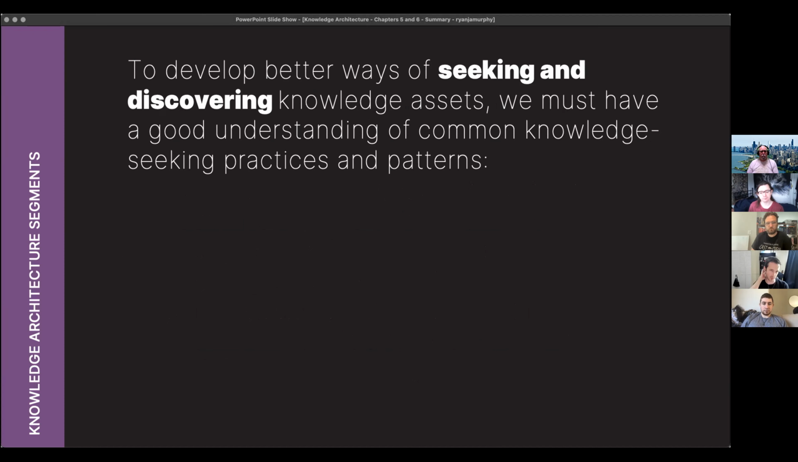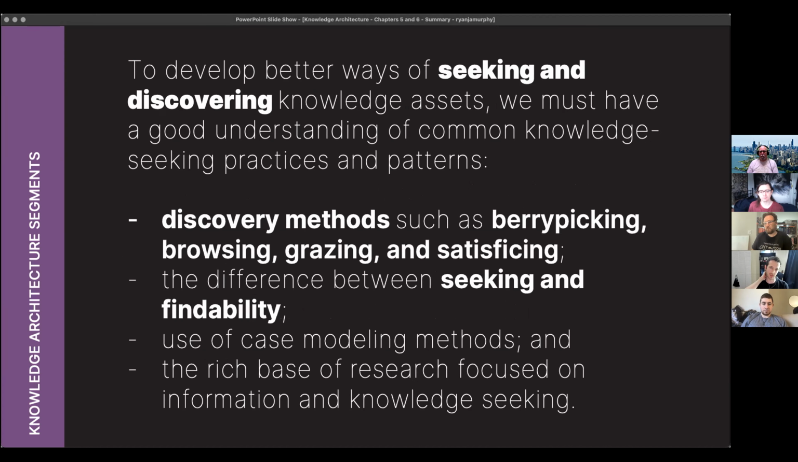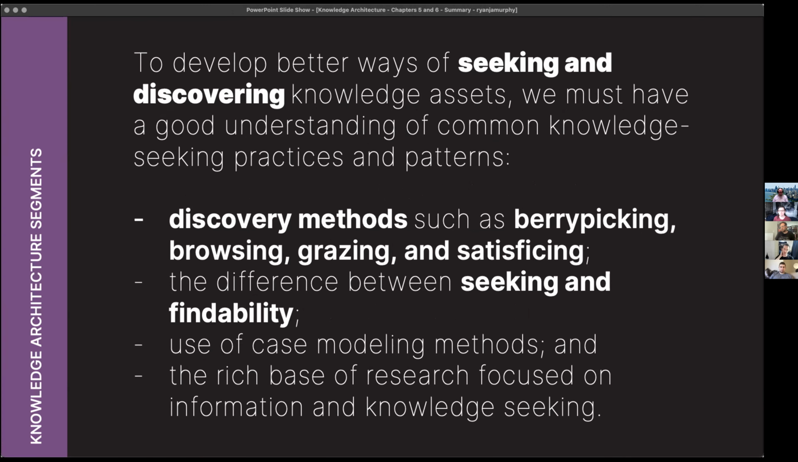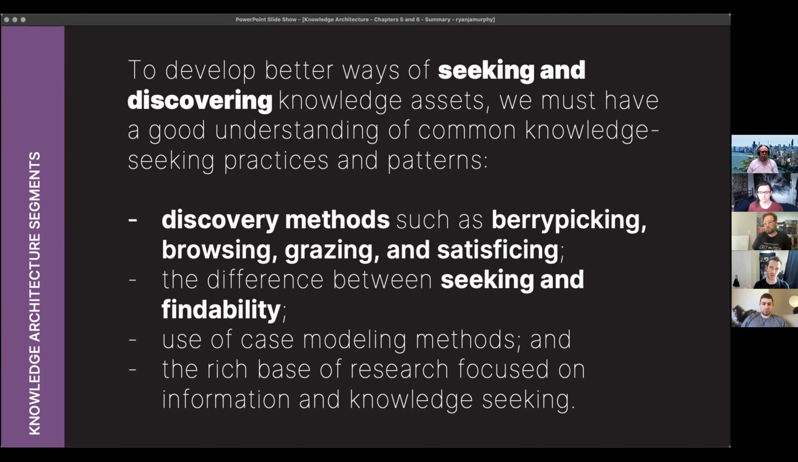So I'm going to use that as a segue because that was the next piece that I also found interesting out of the accessibility layer. This seeking and discovering functional architecture. A few of these pieces that she recommends in terms of understanding knowledge-seeking practices and behaviors or patterns were words for things that I didn't have before. This idea that you have different discovery methods for knowledge: picking, browsing, grazing, and satisficing, and then this idea that there's a difference between seeking and findability.